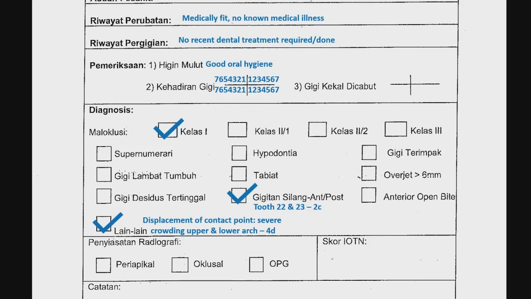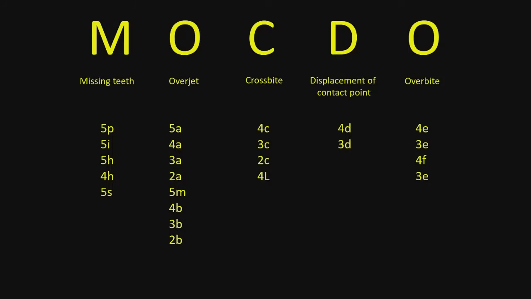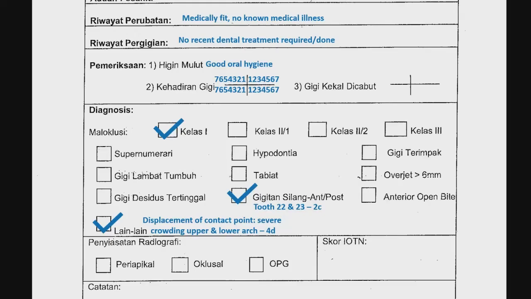Next is radiographic investigation. If you have any radiographic evidence that you want to attach with the letter, you may tick on the boxes here. Finally, for the IOTN score, based on your clinical examination, we now have 2 IOTN scores, which are 2C and 4D, which leads us back to the scoring. Since 4D is a higher score than 2C, our final IOTN score will be 4D.